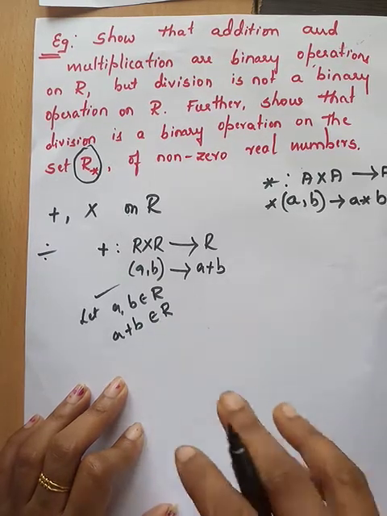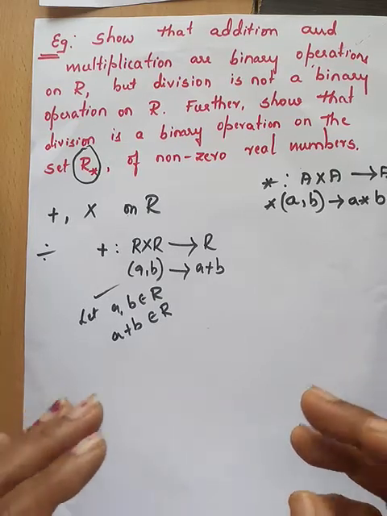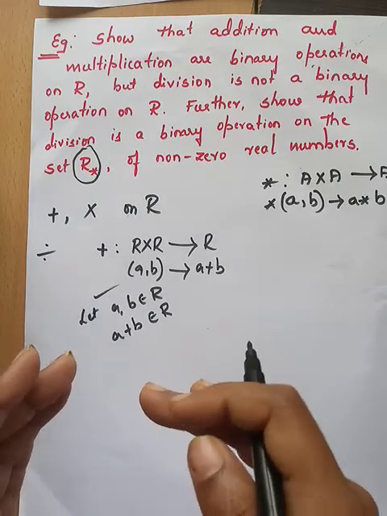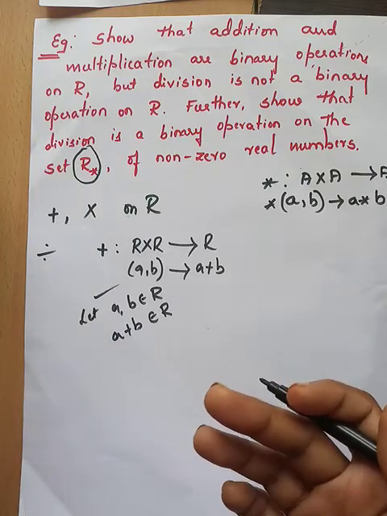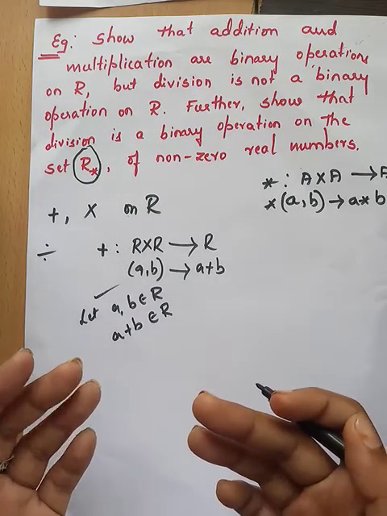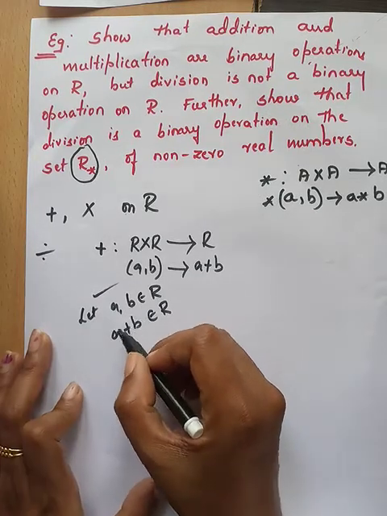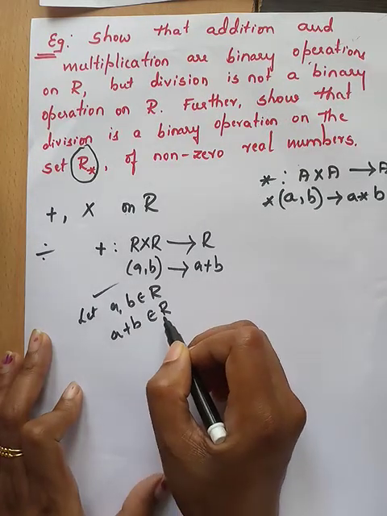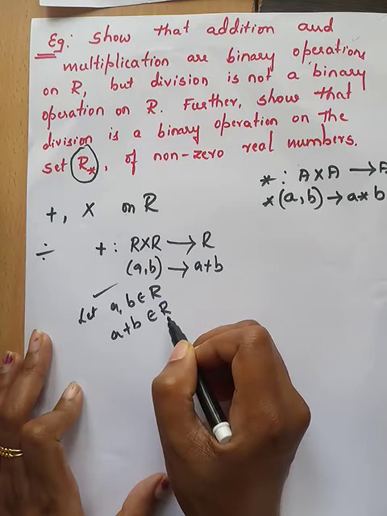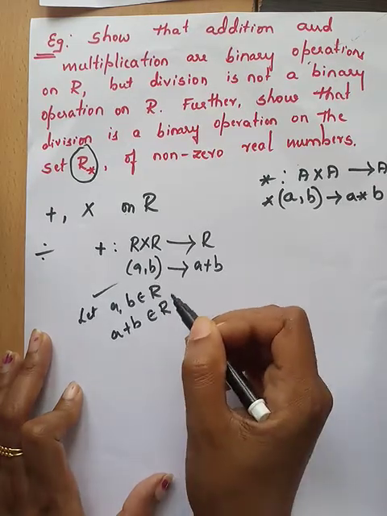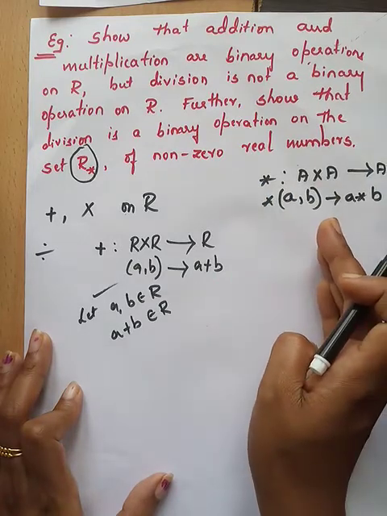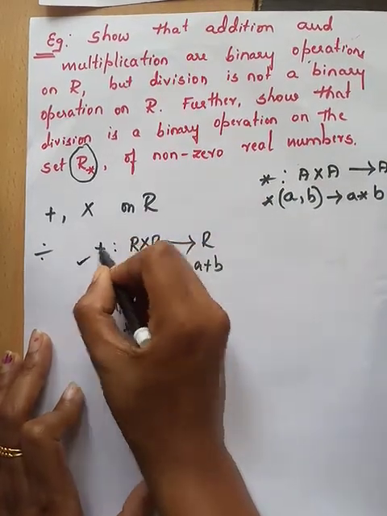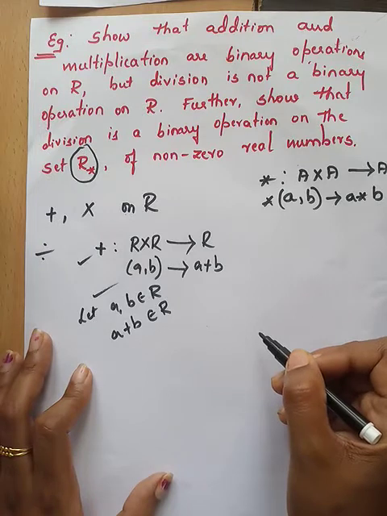Since we are taking a random element from the set, if it is true for a random element, in mathematics we generalize it for all the elements in that particular set. So since the addition of these two elements, A and B, is a real number, we can generalize it: if we take any elements from the set of real numbers and add, we'll get back a real number itself. That's why addition is a binary operation.